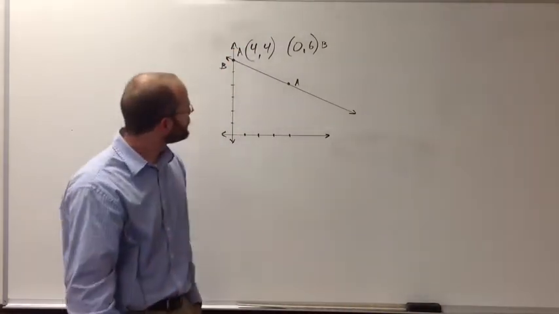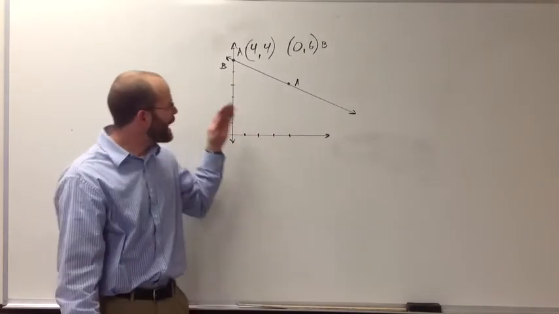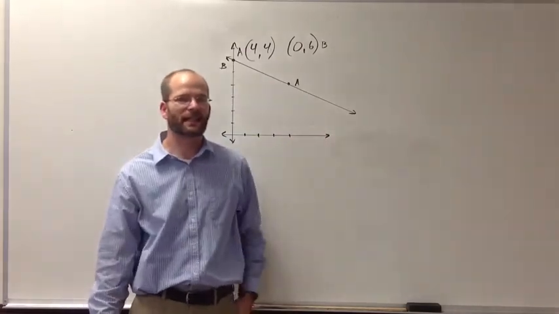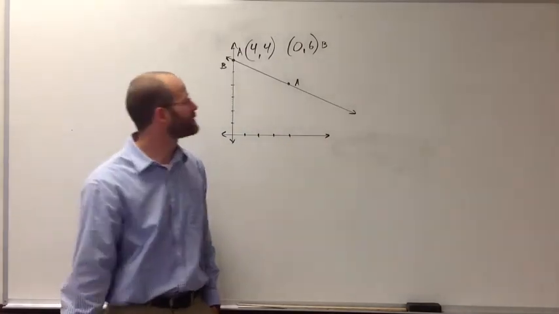Already we can tell that the slope is negative. Why? Because as the line goes from left to right, it goes down, and so we say that it has a negative slope. Let's just check the numbers and see if that's correct.